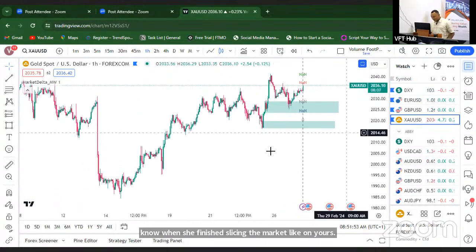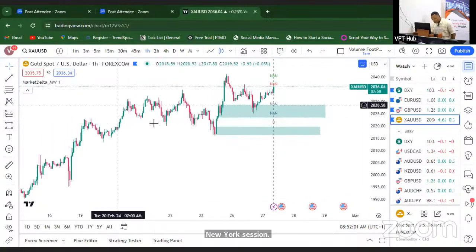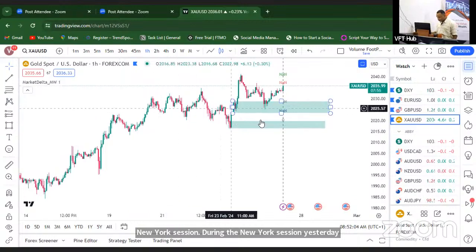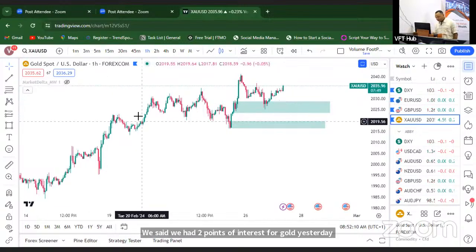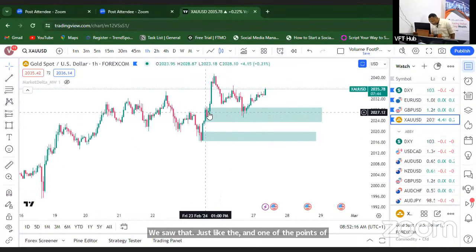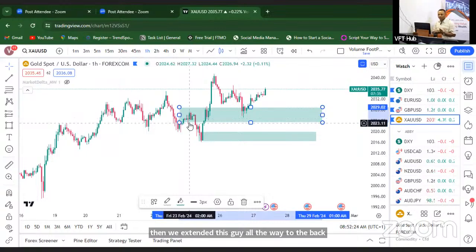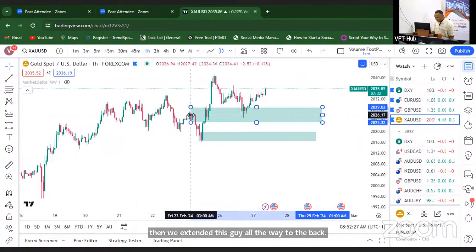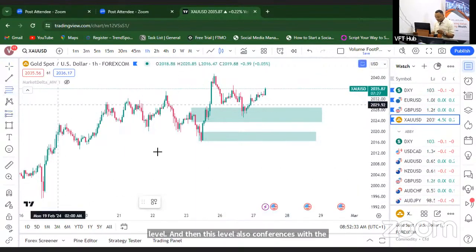So let's go to today's analysis. I just want to do a very brief recap on yesterday's New York session. During the New York session yesterday, we analyzed gold, and we said we had 2 points of interest for gold yesterday, and we saw that one of the points of interest has delivered. So looking at it here, this is it. We saw a fair value gap and an order block right here. And then we extended this all the way to the back. We saw a breaker block residing around that level. And then this level also confluences with the 61.8 and 50 Fibonacci levels.